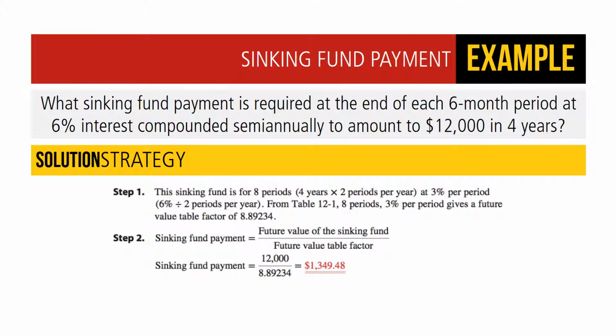What sinking fund payment is required at the end of each 6-month period at 6% interest compounded semi-annually to amount to $12,000 in 4 years? Step 1. The sinking fund is for 8 periods, 4 years times 2 periods per year, at 3% per period, which is 6% divided by 2 periods per year.